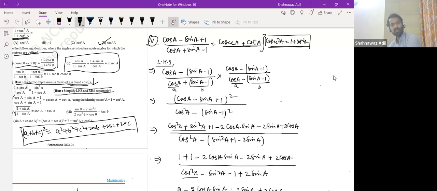So whenever you guys see fractions, first rationalize and then simplify them. Sir, can you please scroll down?